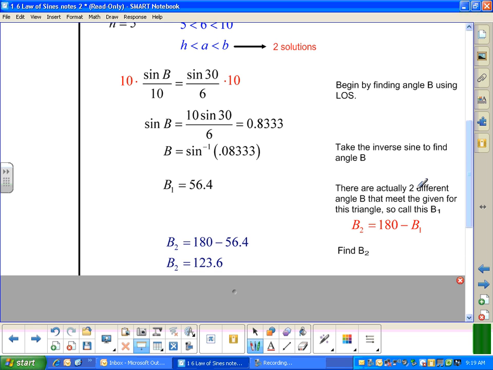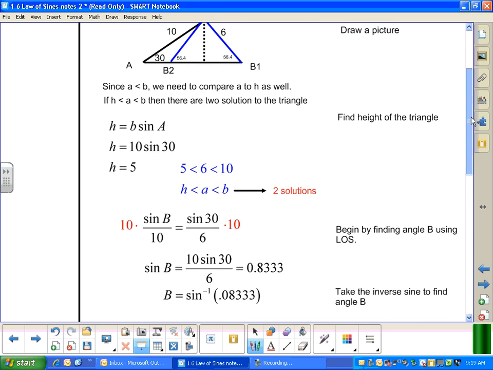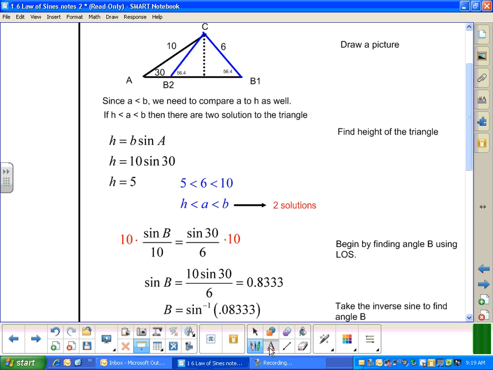Okay, so over here, there's two different angles that meet the condition. So we called one of them B1, and the other one we're going to call B2. And we find that by subtracting B1 from 180. So we're doing that calculation right here. B2 is equal to 180 minus 56.4, or is equal to 123.6 degrees. So let's go back up to my picture, and we'll put that in as well.